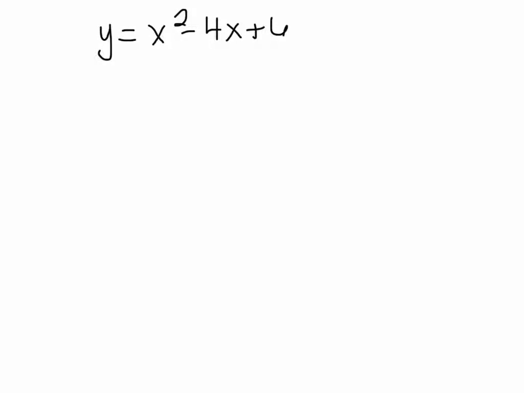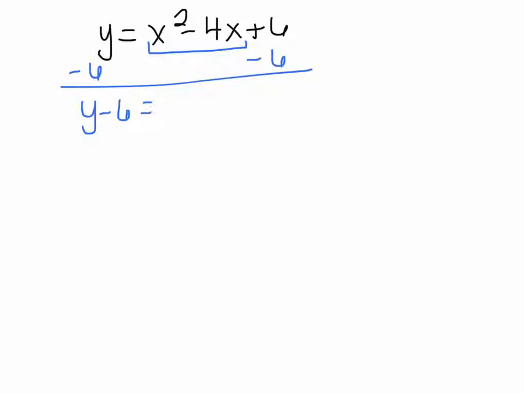Let's try this process again. The first thing I'm going to do is subtract 6 from both sides because I want to isolate my x terms. So I have y minus 6 equals x squared minus 4x. So that was step 1. Step 2, we're going to take half of this term. Half of -4 is -2. And -2 squared, -2 times -2, is a positive 4.